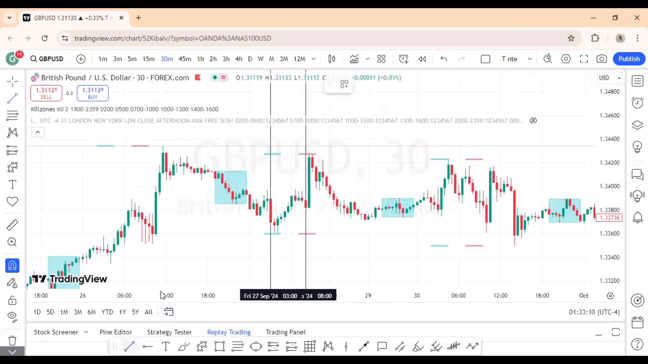And of course, you can see this high here. You can see how price pushed above all these highs, right? The market really did nicely, right?